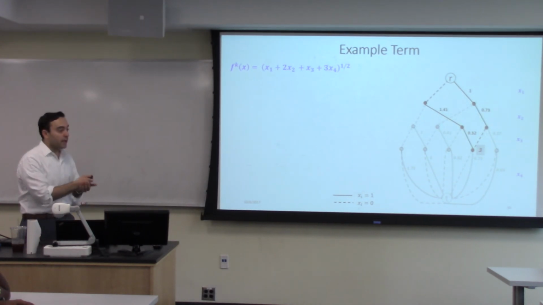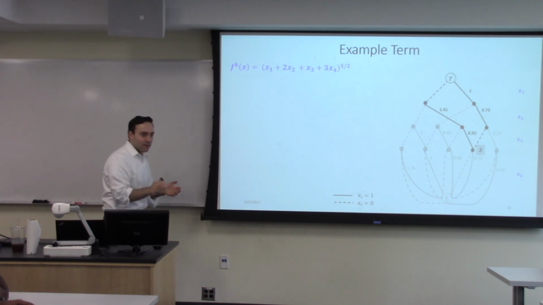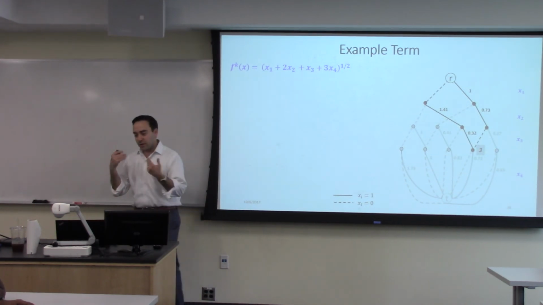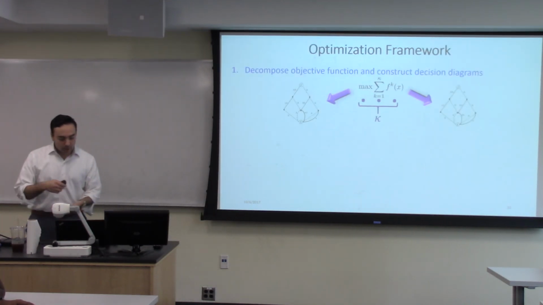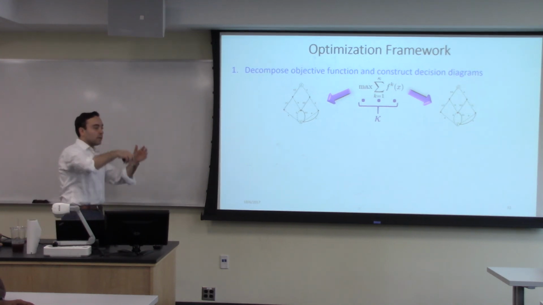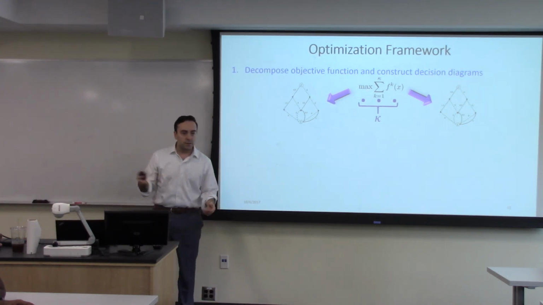Okay, so we can build the diagram, and this is an exact decision diagram. This thing grows very large. We're going to talk about how to deal with that in a second. Okay, so let's take a quick high-level view again. You take your optimization problem, you decompose it.